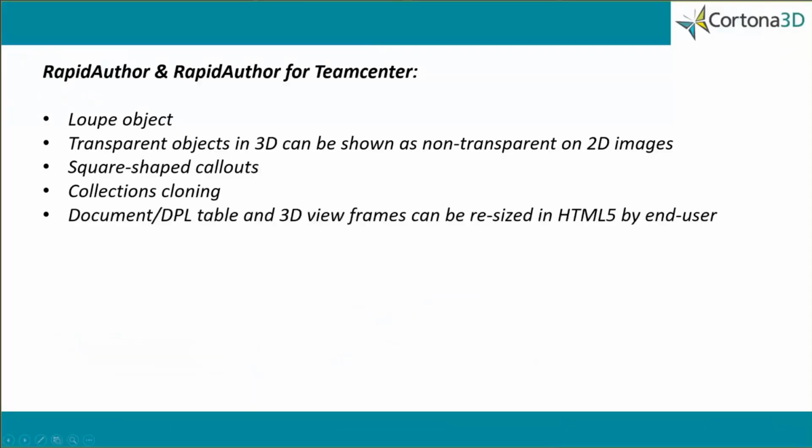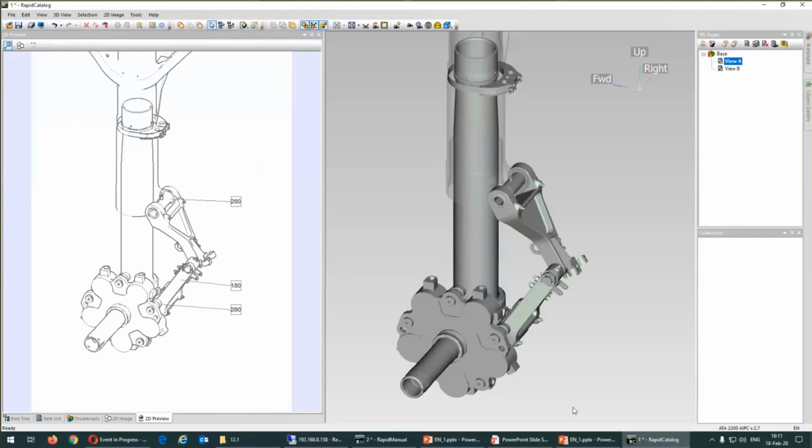Now, the next feature, which has to do with the end publication and not authoring, is that we can resize the document or DPL table section and the 3D view window in the HTML5 publication. What I'm talking about here are these, launch preview.